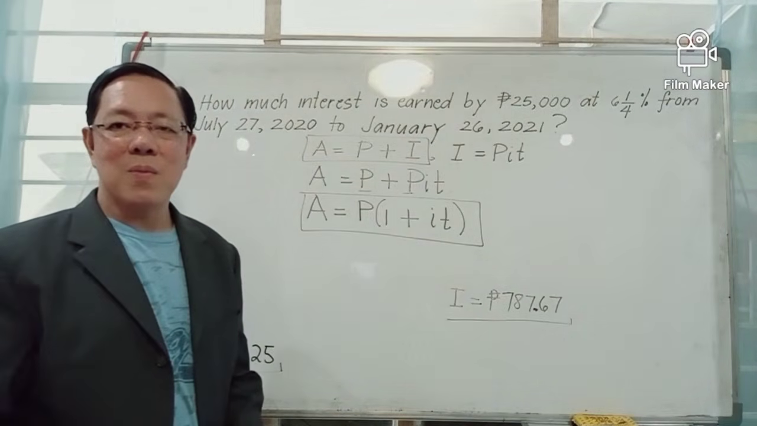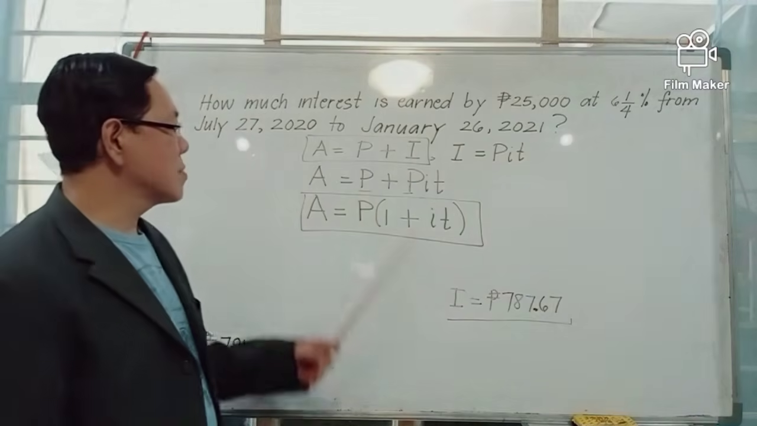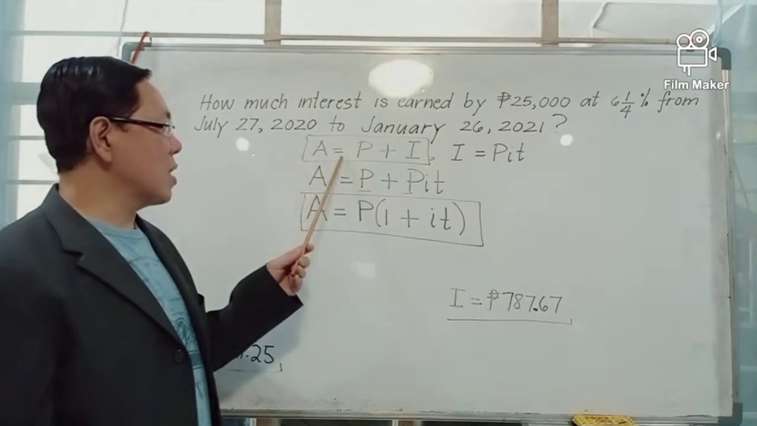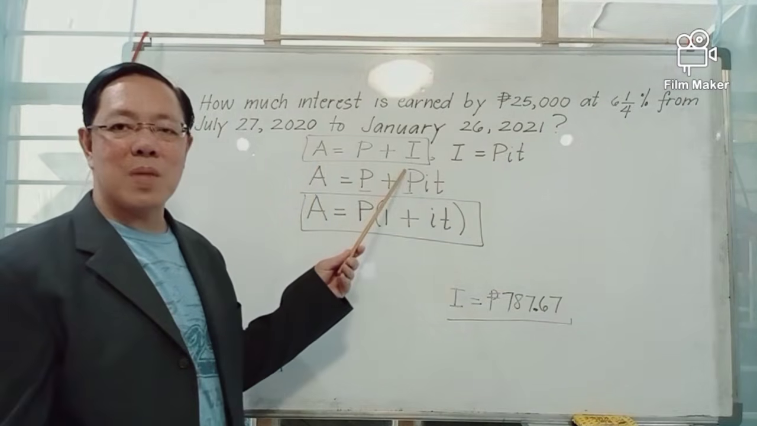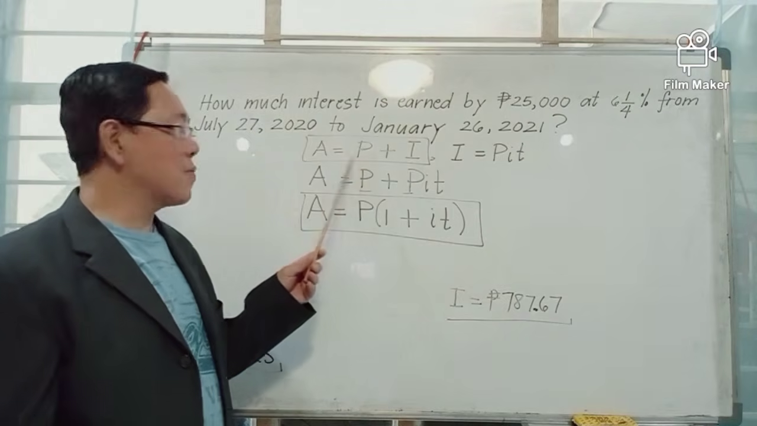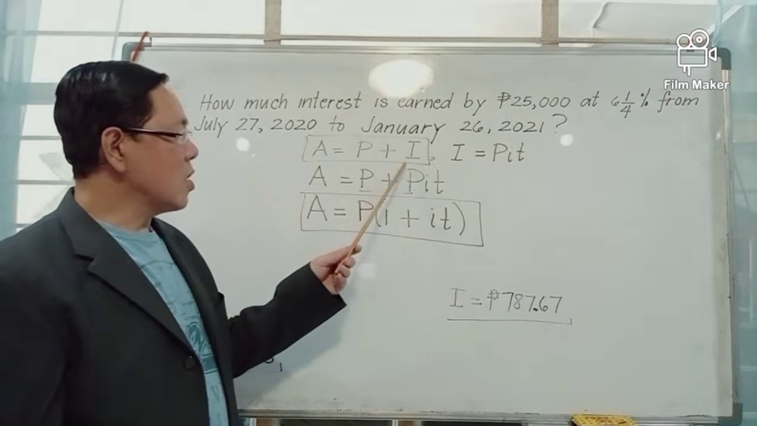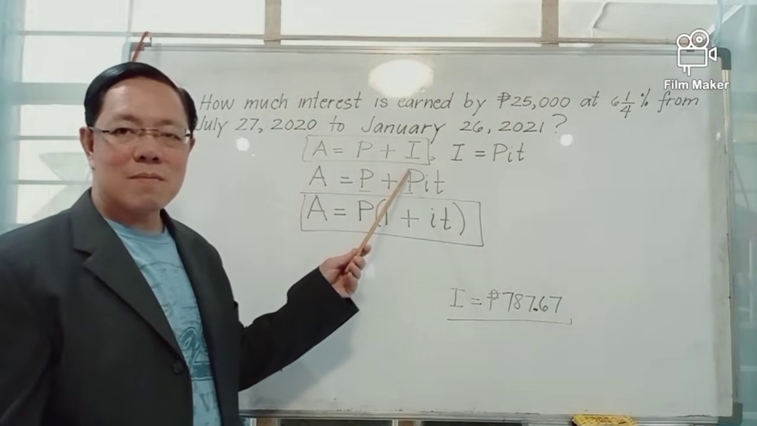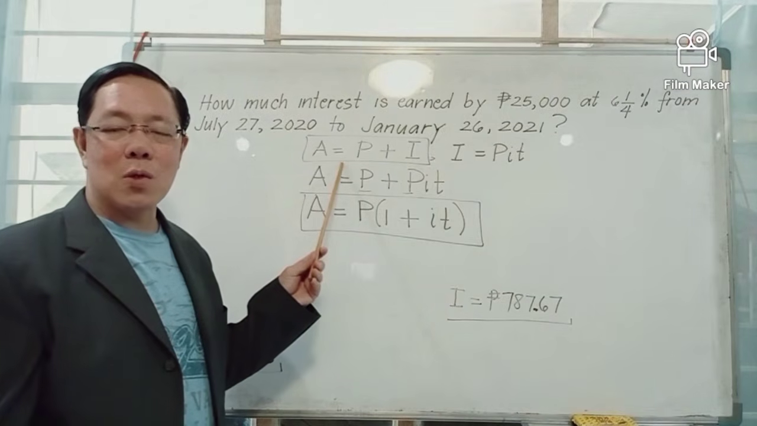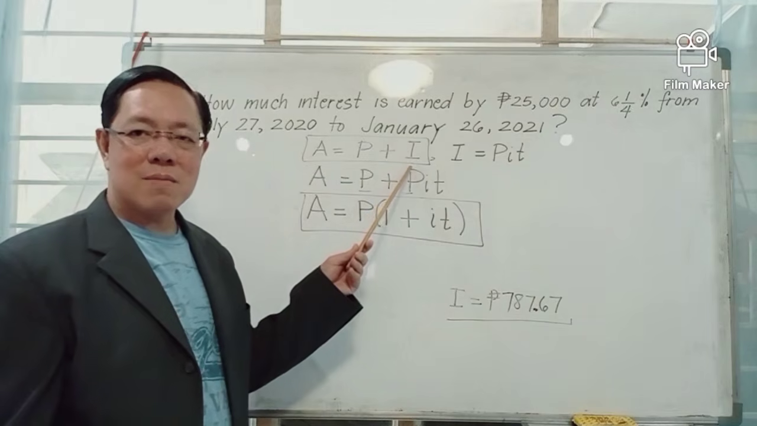Now we have two formulas for computing the total amount or accumulated value. In the first formula, total amount or accumulated value equals principal plus the amount of interest. You may use this formula to find the accumulated value or total amount if you know the amount of interest. Or if you want to use this formula to calculate the total amount, you first need to calculate the amount of interest.